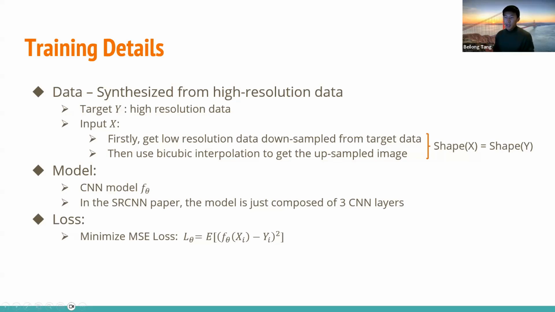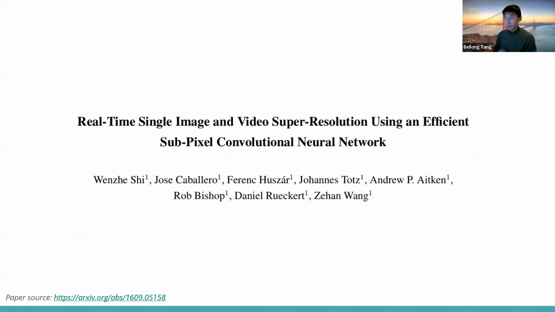And for the model, basically, it's just a CNN model. In the paper, the model is composed of just 3 CNN layers, which is tiny by today's standards because 3 layers is too small. And the loss function is just an MSE loss on a pixel-wise basis, right? It just calculates the squared error of each pixel's estimated value.